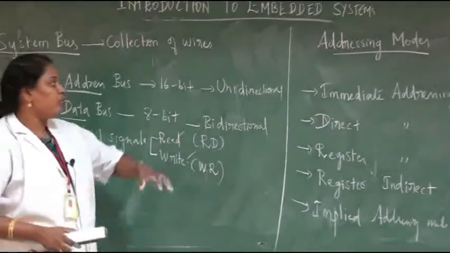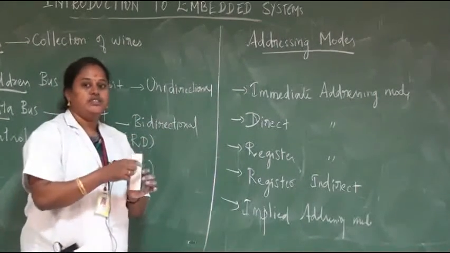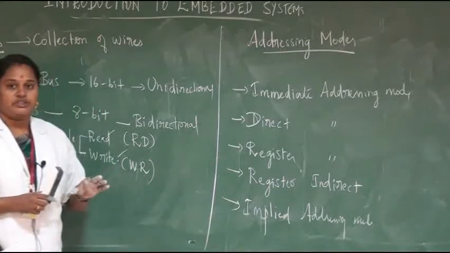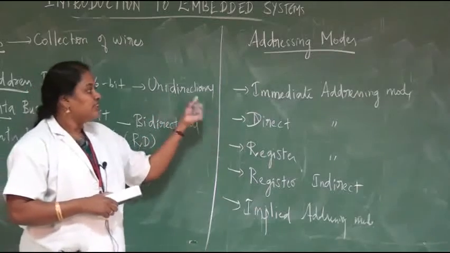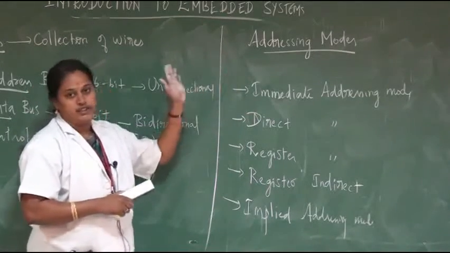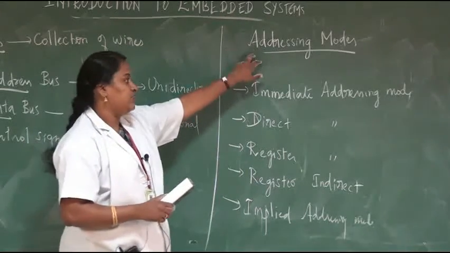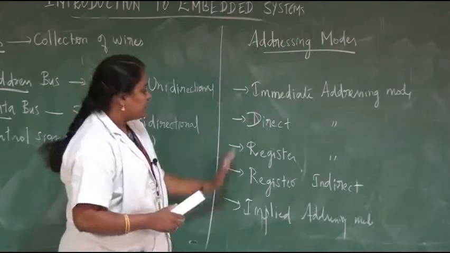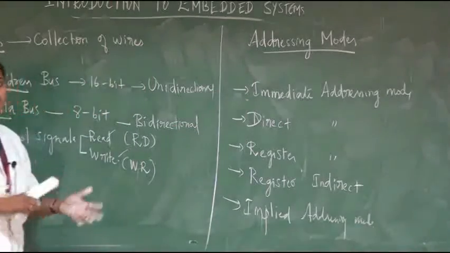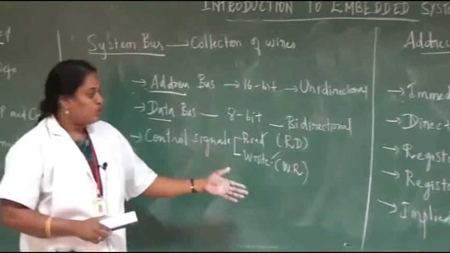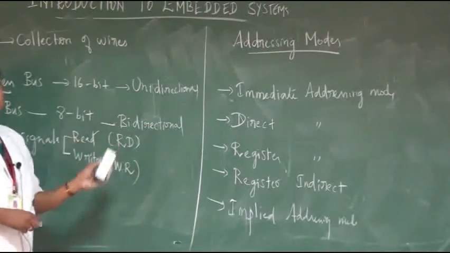The next we are going to see is addressing modes. So what do you mean by addressing mode? The processor needs to access some data available in memory or an input device, and how it retrieves that data is referred to as the addressing mode. It has 5 categories: number 1 is immediate addressing mode, number 2 direct addressing mode, then register addressing mode, register indirect addressing mode, and implied addressing mode. So what do you mean by immediate addressing mode?